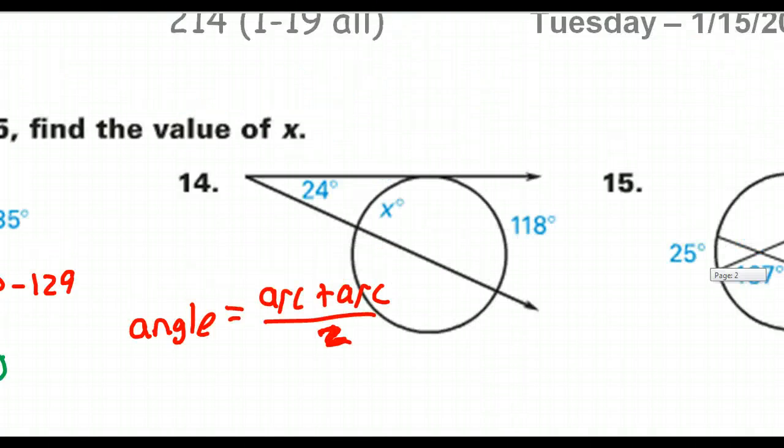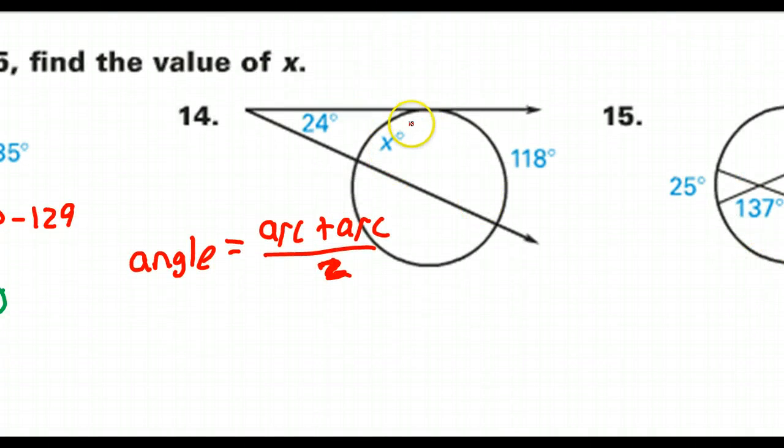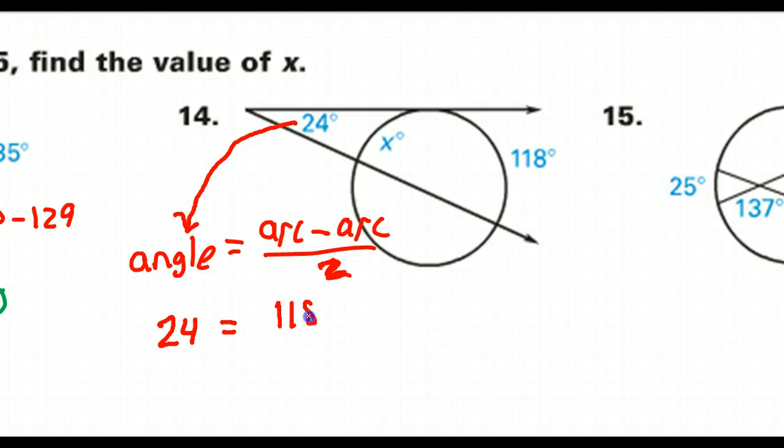So looking at number 14, same type of thing. So remember, the formula here is going to be angle equals arc minus arc divided by 2. So 24 is the angle. So 24 has to go here. So we're going to start this equation with 24 equals. Now this big arc minus small arc. So it's got to be 118 minus x divided by 2.